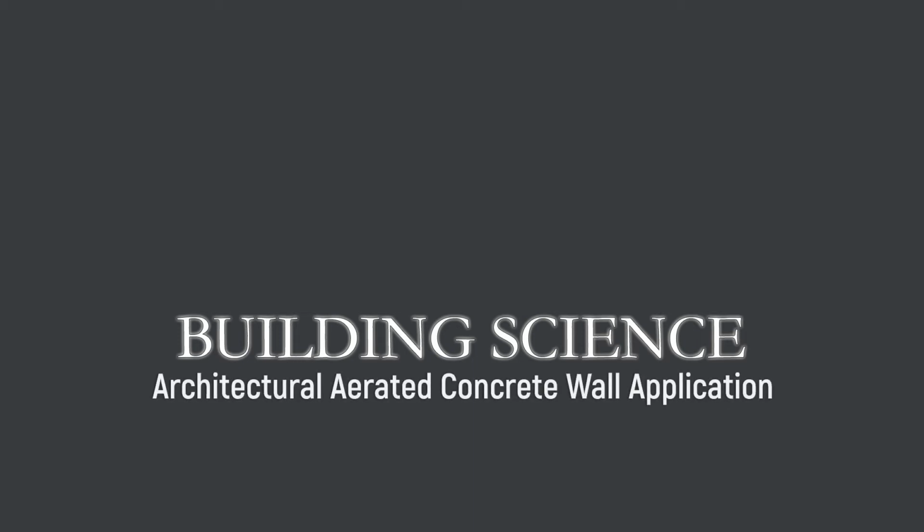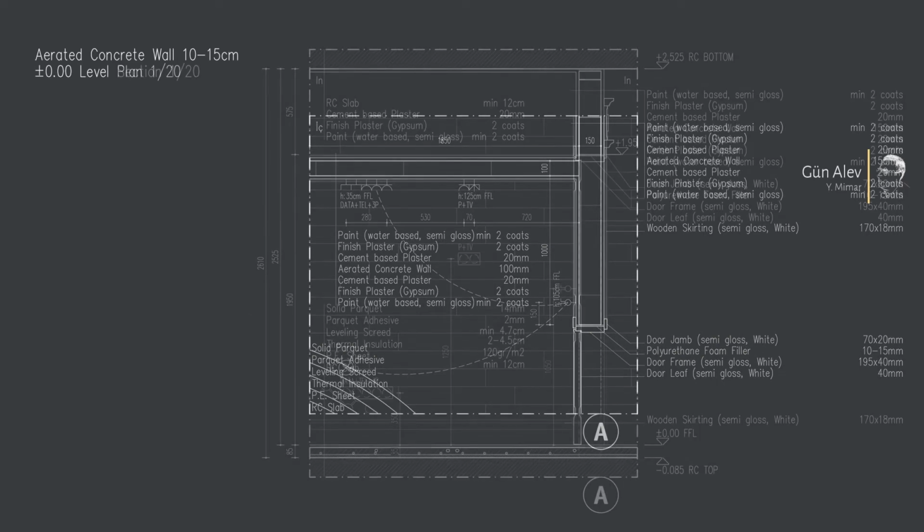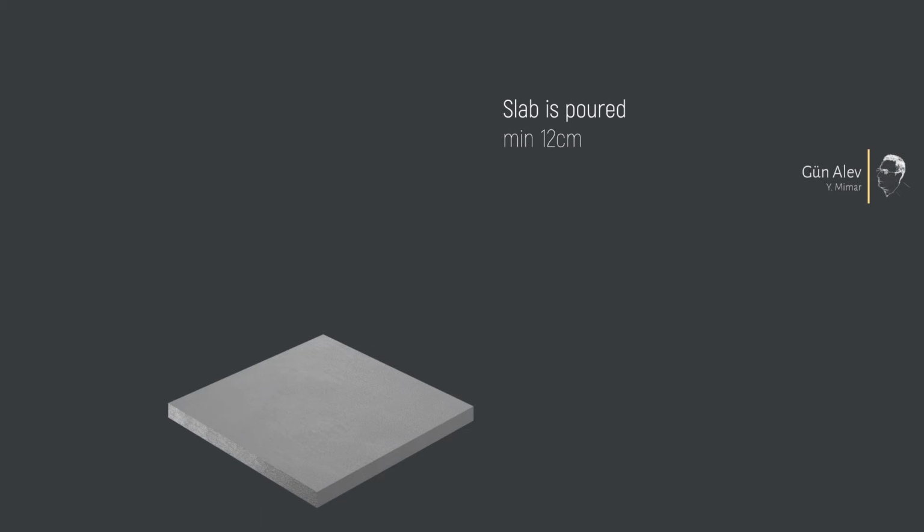Architectural aerated concrete wall application. 1 to 20 architectural plan. 1 to 20 architectural section. Slab is poured.